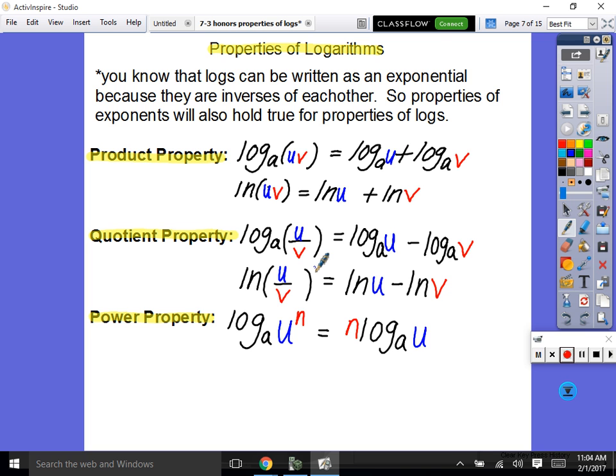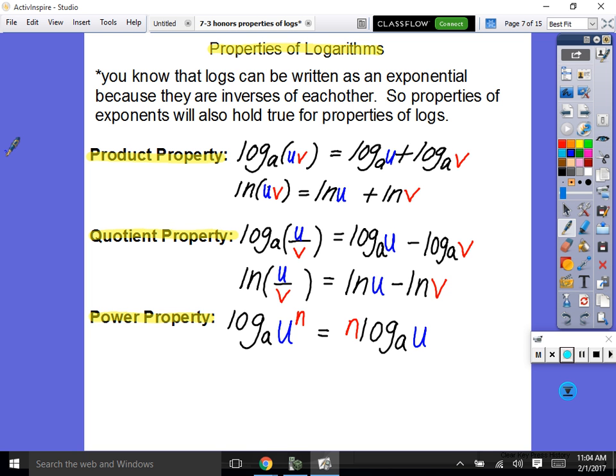So this is the next thing. This is the big whammy for today. These are properties of logarithms. So write these down, or take a picture. Either one will work great for me. You know that logs can be written as exponentials because they are inverses of each other. So properties of exponents will also hold true for properties of logs. They go hand in hand.